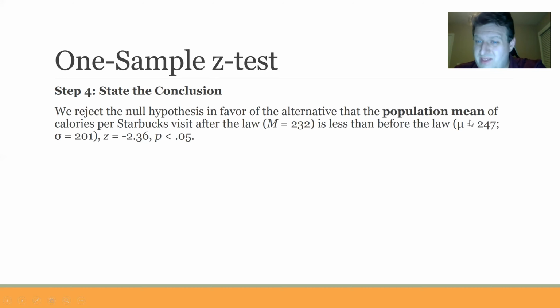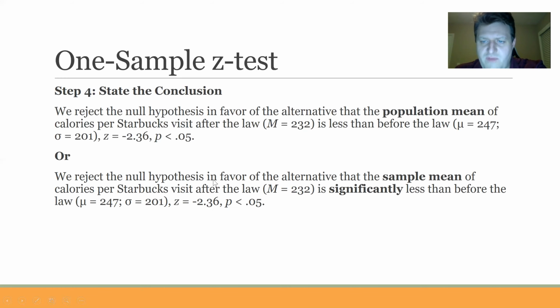Now, if we talk about things in terms of population means, we are just trying to see if there is a difference. But if we talk about things in terms of a sample mean, we reject the null hypothesis in favor of the alternative that the sample mean of calories per Starbucks visit after the law is significantly less than before the law.